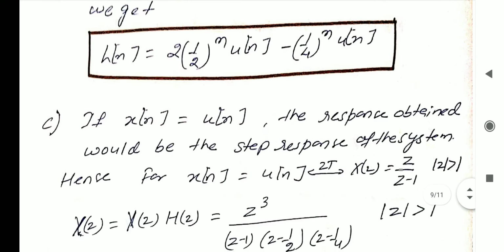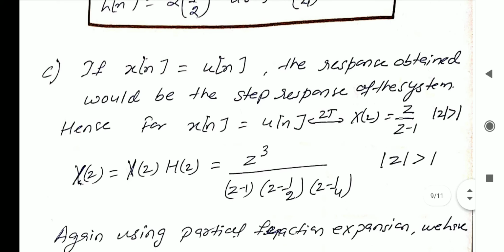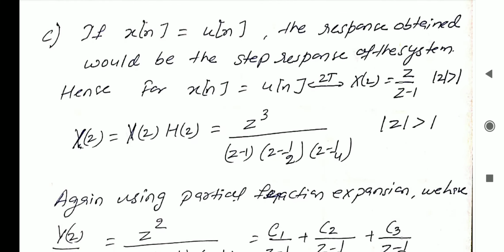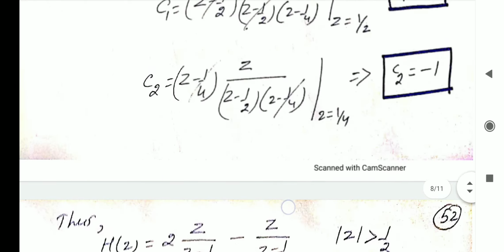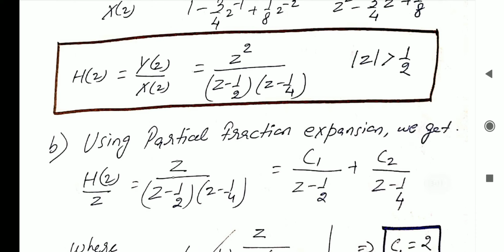Now we want to find the step response, that is the C part, to obtain the step response of the system. Now if x of n is u(n), a unit step function, the response obtained will definitely be the step response of the system. So we have to take x of n as u(n) and X(z) would be z by z minus 1. Now Y(z) is nothing but X(z) into H(z). We have already obtained H(z) from the previous part, that is from the A part.